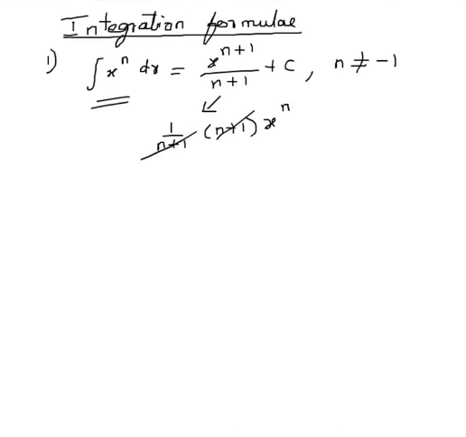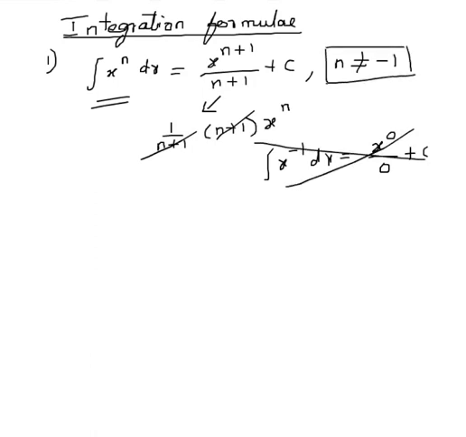Why is it not applicable when n is equal to minus 1? Let us apply this formula and see. It becomes x raised to 0 by 0. Division by 0 is not defined. Therefore, this formula is not applicable when n takes the value minus 1.